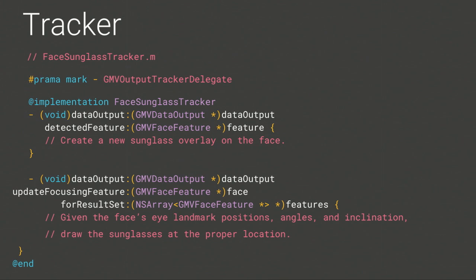The implementation of the tracker is very similar, except the language is different, of course. Two methods: the first method is called when a new face is detected, and the second method is called when an existing face has some updates.